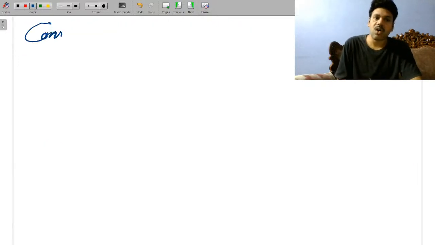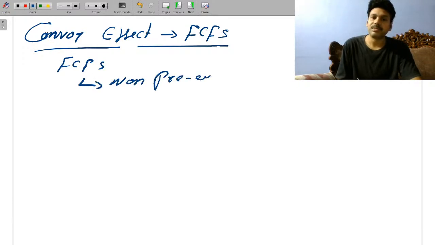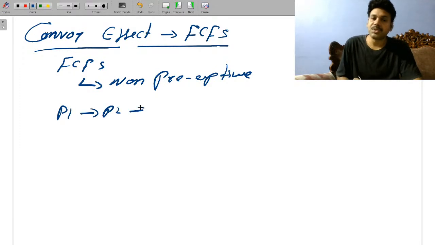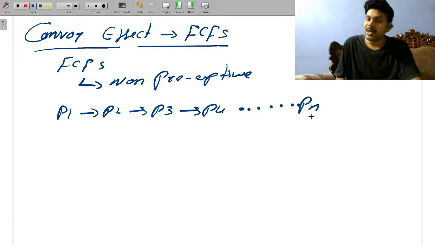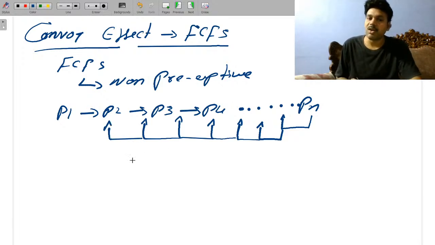Please understand the convoy effect. It mainly comes from FCFS. FCFS is non-preemptive and any number of processes can be kept in a chain. P1, then P2 should come, then P3, then P4, and it goes on to Pn. If you want to run Pn, then Pn minus 1 should run first, and before that Pn minus 2 should run. It is a reverse chaining, completely like a car convoy. The next process depends upon the completion of the previous process only.